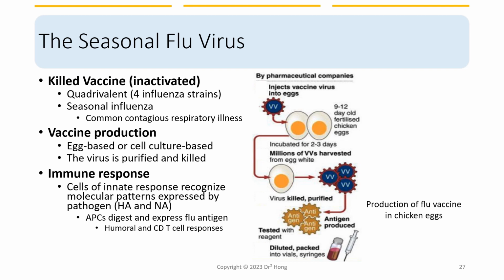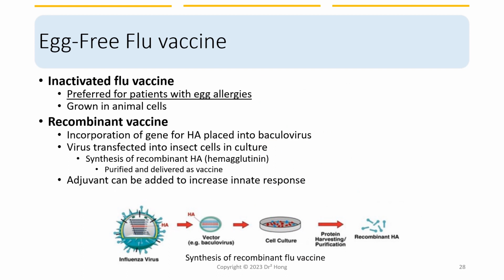Now the vaccine can stimulate an immune response, the innate immune response first, by allowing recognition of molecular patterns expressed by the virus, such as the HA and NA glycoproteins. Then antigen presenting cells are going to digest and express flu antigens to stimulate both humoral and CD8 T cell responses. For people who are allergic to eggs, they would need egg-free flu vaccines. These vaccines are grown in animal cells.